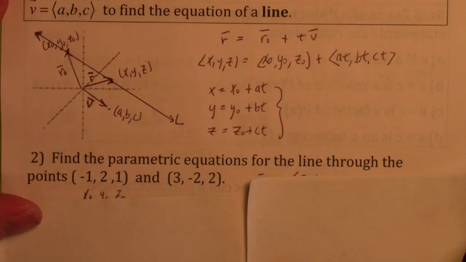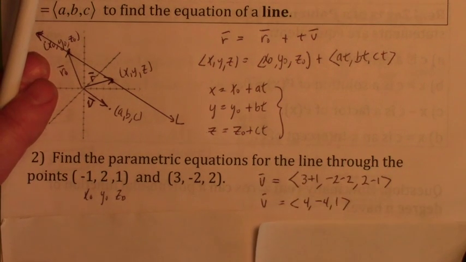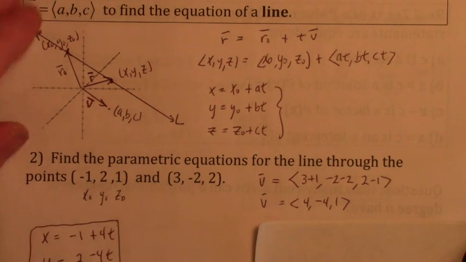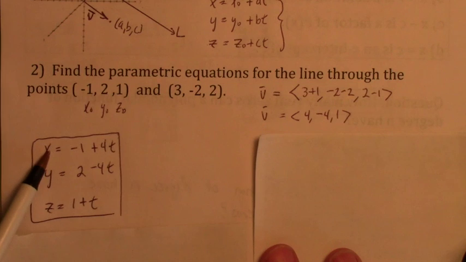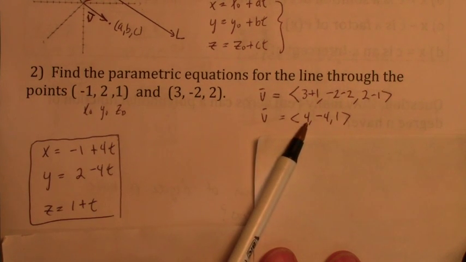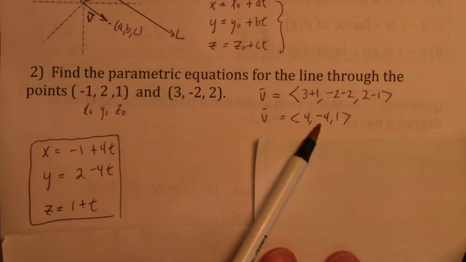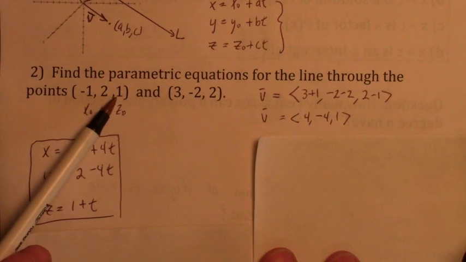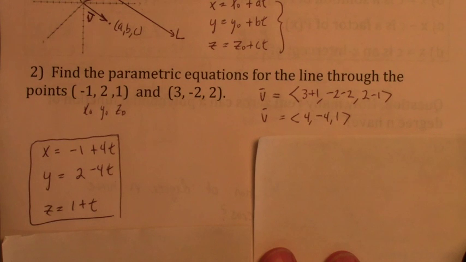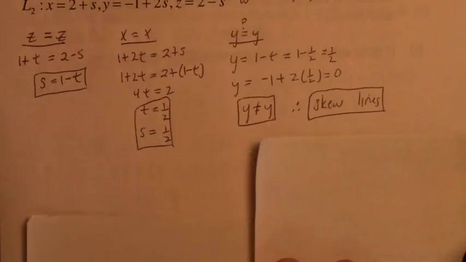So how would you find the parametric equations for the line through these 2 points? You would first find the parallel vector, or the direction vector, by subtracting the coordinates. We get this. Then the parametric equations, remember x is equal to x0 plus at, which becomes negative 1 plus 4t. y becomes 2 plus negative 4t. And z becomes 1 plus t. You could have used this point as well. The parametric equations would have looked a little bit different, but it turns out they would both be correct.